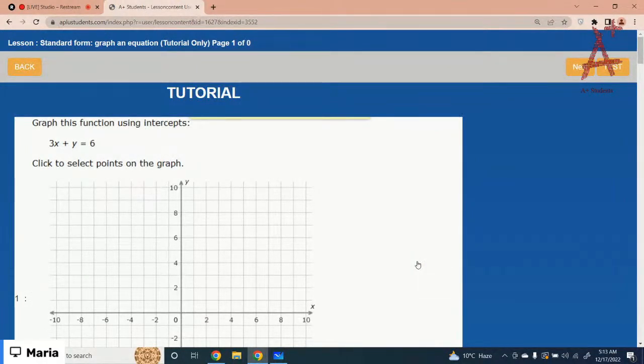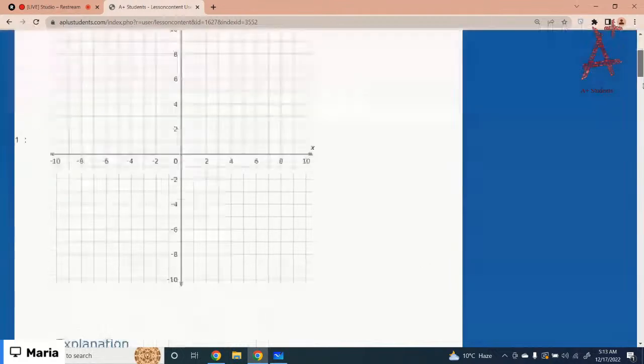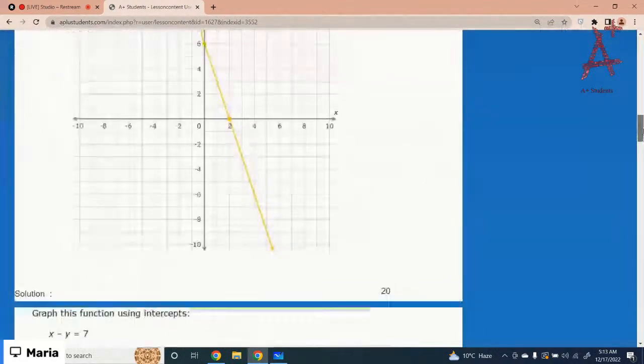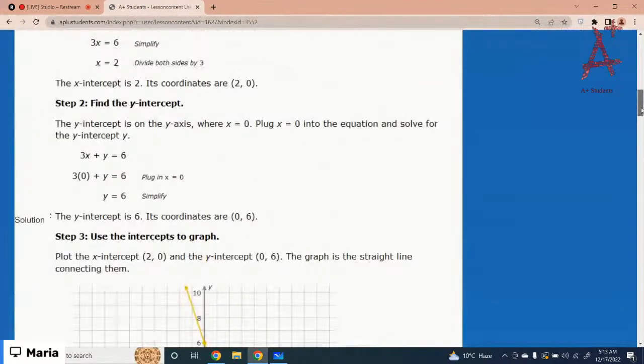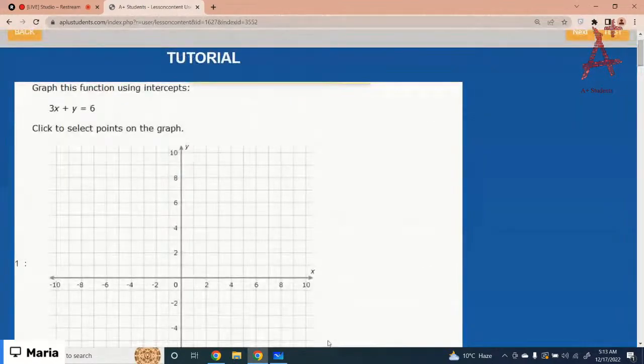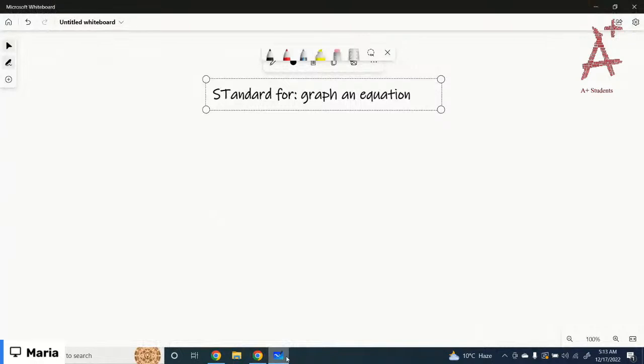So basically you are given the equations. We have to draw the graph using the equations. Got it? Let's start with the first equation. The first equation is 3x plus y equals 6. Got it? So graphing the equations is very easy. Just find the x-intercepts and the y-intercepts and you can plot the graph easily. Got it?